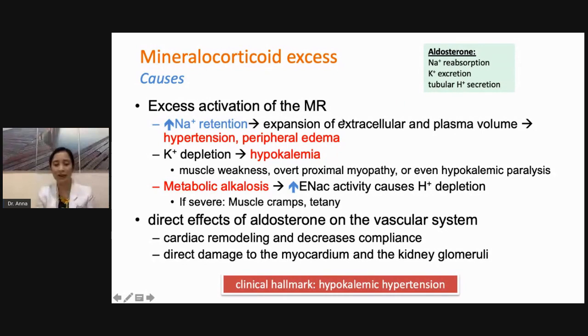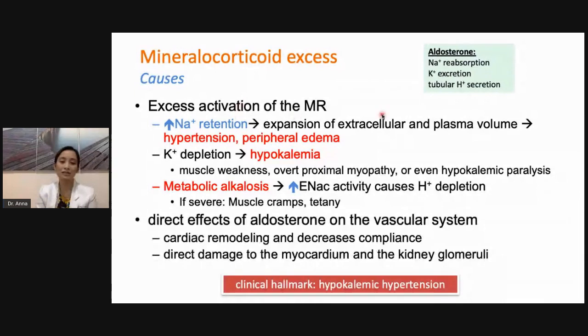hyperaldosteronism, because of the excessive activation of your mineralocorticoid receptor, no, you can have, sorry for that. Let me just put on my laser pointer. So you can have, of course, excessive sodium retention, and because of the excessive sodium retention, you will have expansion of your extracellular and plasma volume, resulting in hypertension and peripheral edema. So this is one of the causes of your secondary or endocrine hypertension.